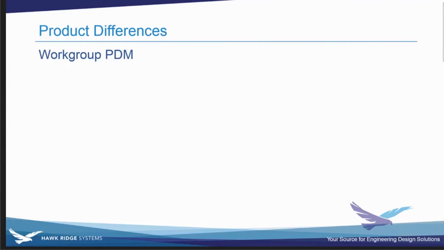So next I'm going to talk about some product differences. With Workgroup PDM, we have a 32-bit architecture that's used for this program. What that means is there's only so much RAM that can be allocated for certain processes. There's only so much memory that you can use with this system. And what that means is as you start to scale this program, as you're adding more and more users who might be accessing this program, you can start to see some performance issues.